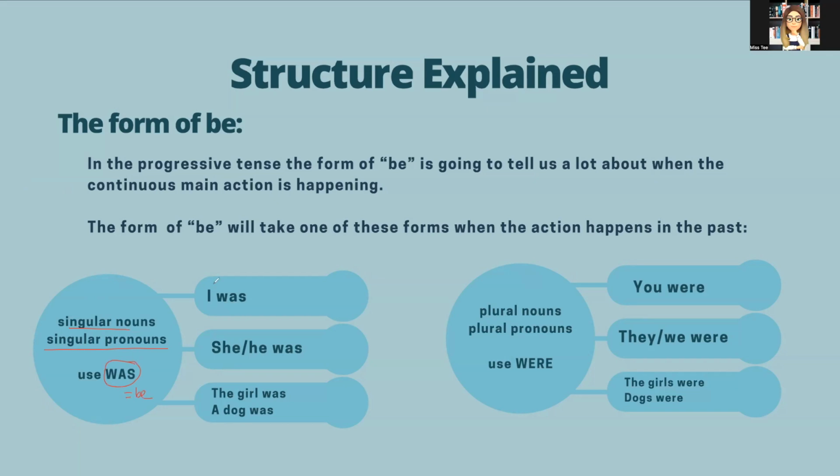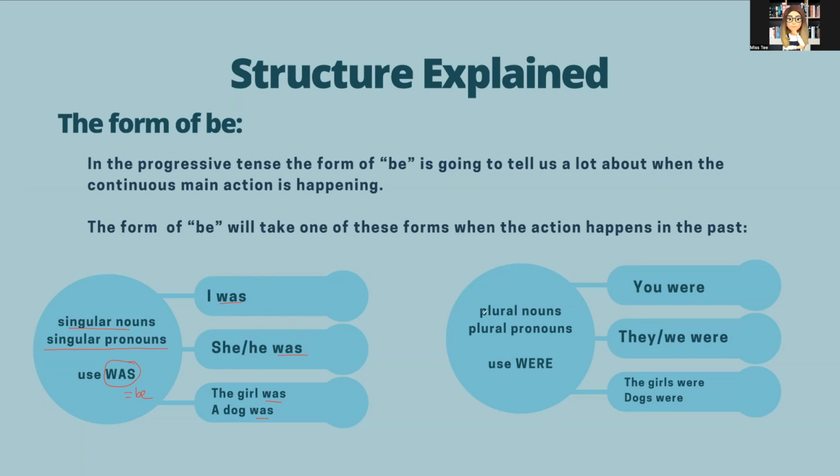So here we see I was, she or he was. These are all identified as singular pronouns. And then we have singular nouns. The girl was, a dog was. And so we can see in all of these cases that we have singular nouns, we're using was. Now, this could be a little bit tricky at first because if you can remember in the present progressive, the form of be for I is different than she or he, but in past it is the same. So that is a little bit complicated and needs to be memorized.